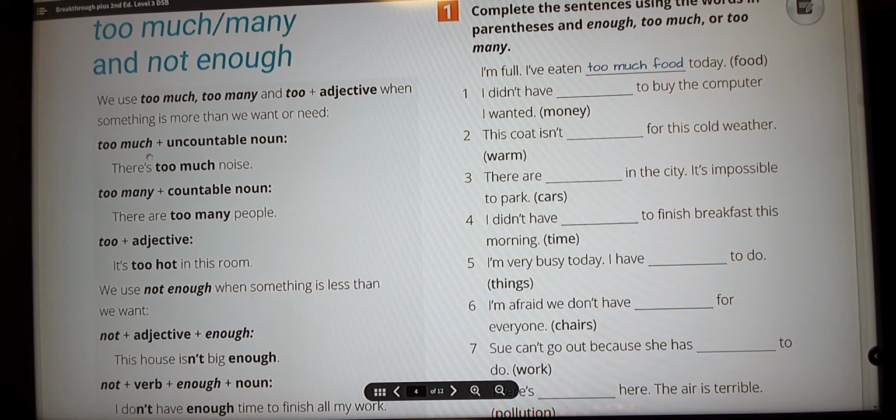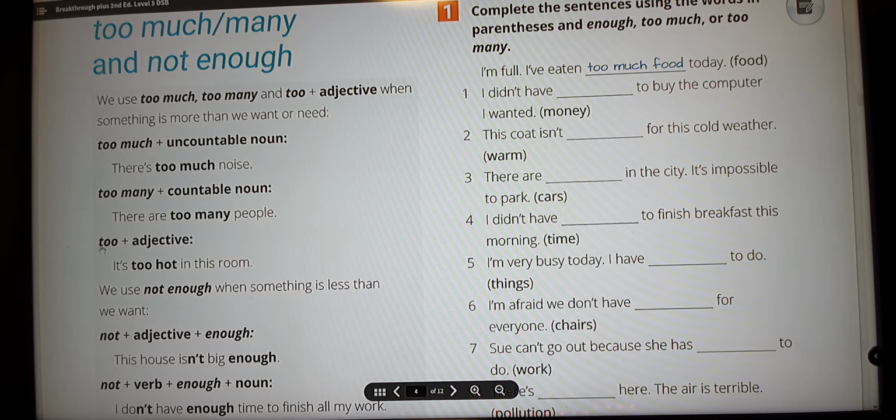We use too much plus an uncountable noun. We all know what an uncountable noun is. It's something that we can't really count. So our example here, there's too much noise. Noise is not countable. So we can't say there's too many noise or there's too many noises. There's too much noise. We use too many with a countable noun. There are too many people. People is countable. One person, two people, three people, four people.